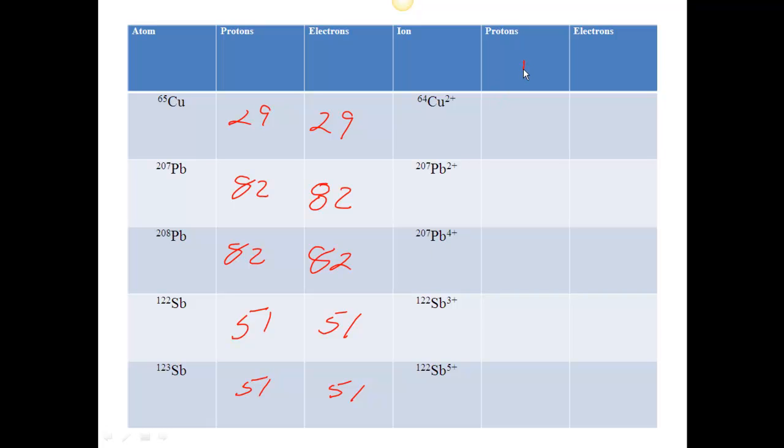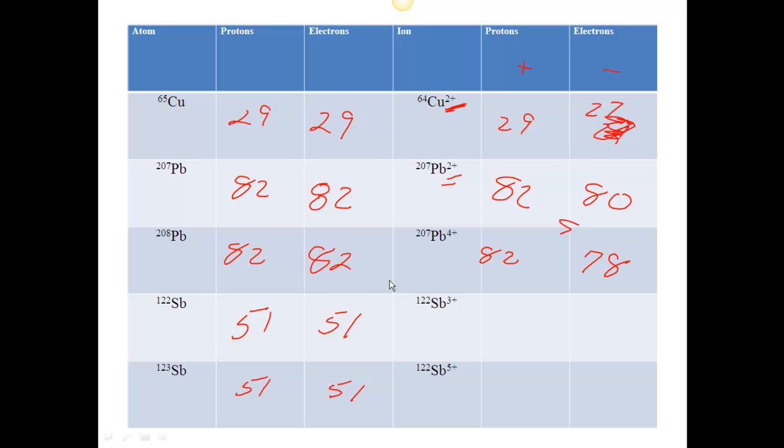Now again, our number of protons can't change, so copper still has 29 protons, but here I have a 2 plus charge, so I have 2 more protons than electrons, so I'm short. Let's try that again. I have 27, okay, because I'm short 2. Now lead has 82 protons, that's always true. But here I'm short 2 electrons because I have more positives. So I've only got 80. Here I'm short 4, so that's a 78.